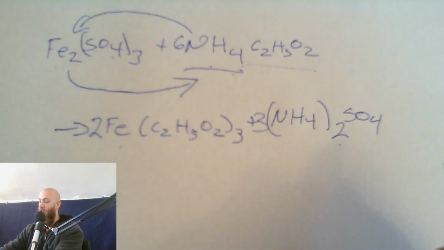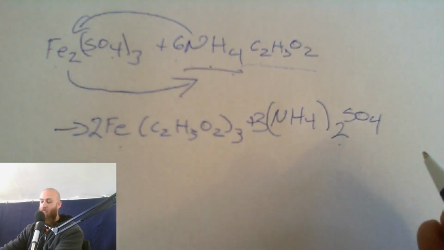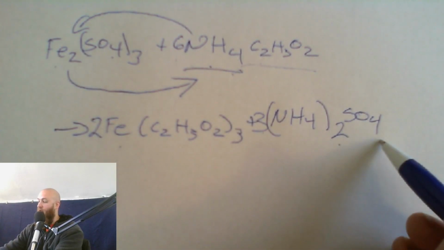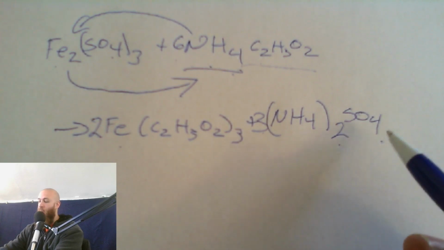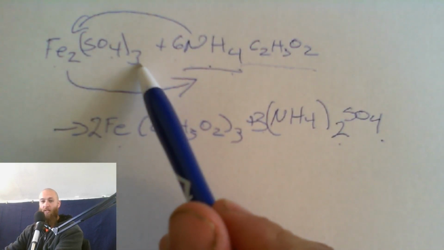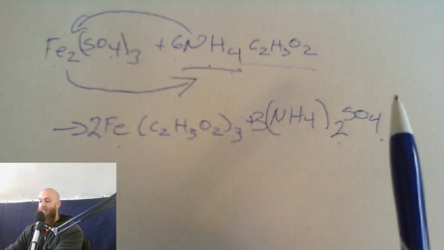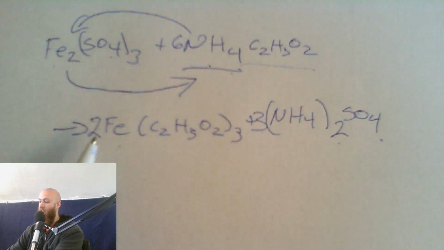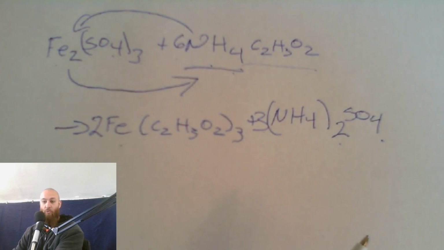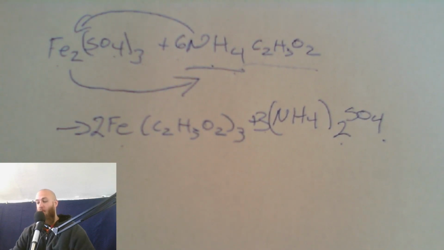I'm going to put a 3 here. Gives me 3 times 2 is 6. Looks like now I have 3 sulfates on the right. But it turns out I also only have 3 on the left. So this is already balanced as is. The answer is 1, 6, 2, 3. And you can't reduce that, so this one's already good.